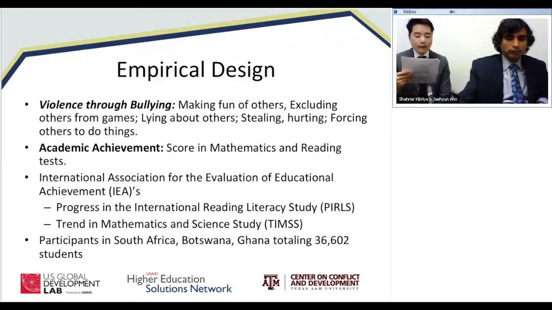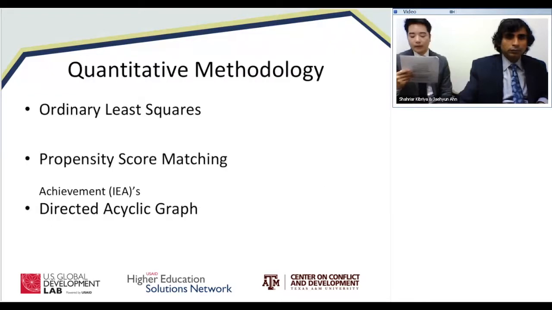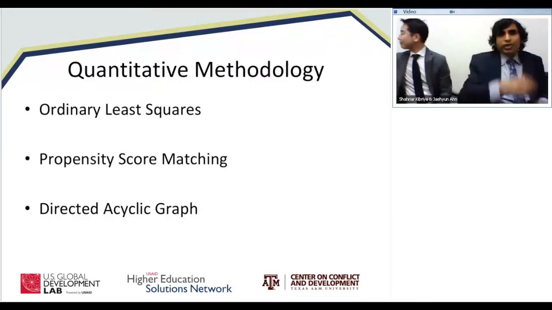The total participants we considered are South Africa, Botswana, and Ghana. South Africa covers about 42% of the total study population, Botswana 38%, and Ghana about 20%. Dr. Shariar will explain more about the methods and the types of bullying. Thank you, Jayan.